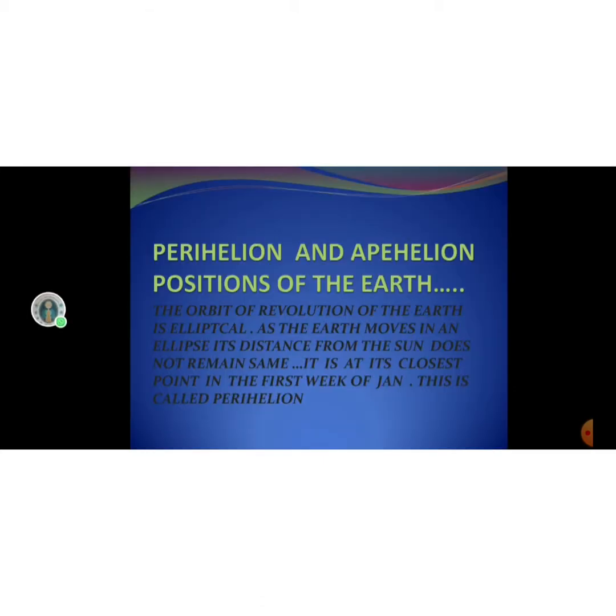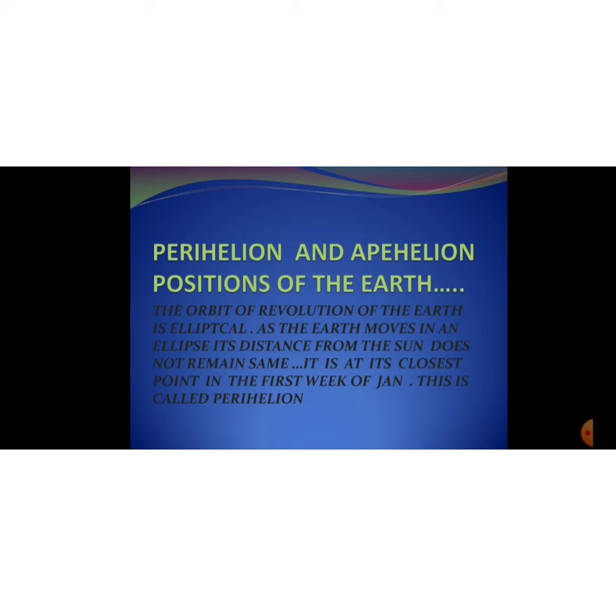Perihelion and aphelion position of the earth. The orbit of the revolution of the earth is elliptical. As the earth moves in an ellipse, its distance from the sun does not remain same. It is at its closest point in the first week of January.